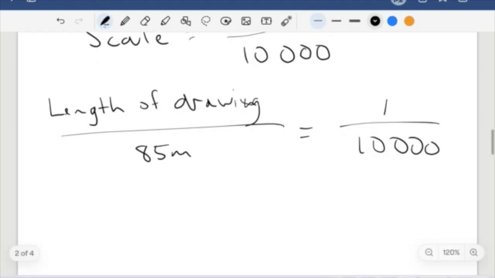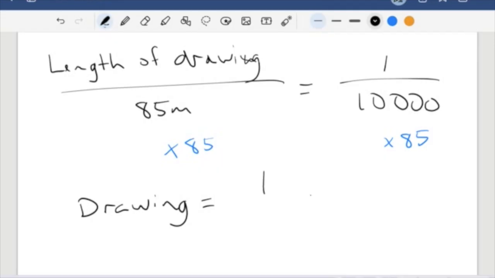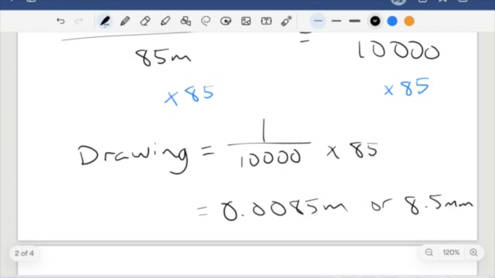So this just becomes an equation that we can solve. The length of drawing divided by 85 meters equals 1 over 10,000. So like with any equation, since it's dividing on the left-hand side, we can multiply to get rid of it. So the length of the drawing is going to be 1 on 10,000 times 85. And that's going to give me 0.0085 meters, or I can write this as 8.5 millimeters.